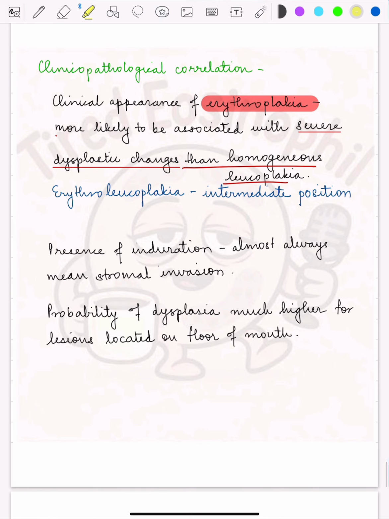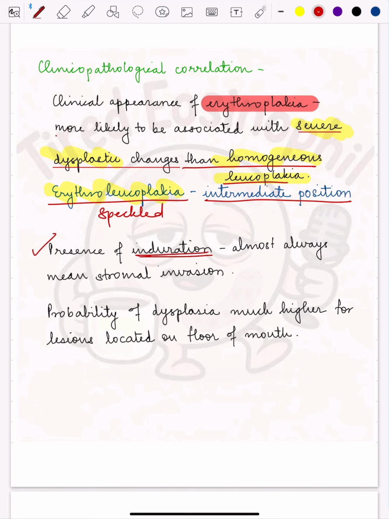Now, what is the clinico-pathological correlation? The clinical appearance of erythroplakia or a red patch is more likely to be associated with severe dysplastic changes than that of a homogeneous leucoplakia that is white in color. And the term erythroleucoplakia, wherein we see both white as well as red patches or a speckled appearance, holds an intermediate position. Second point is the presence of induration. Presence of induration almost always means stromal invasion or the presence of a carcinoma. Also, the probability of dysplasia is much higher for lesions that are located on the floor of the mouth.